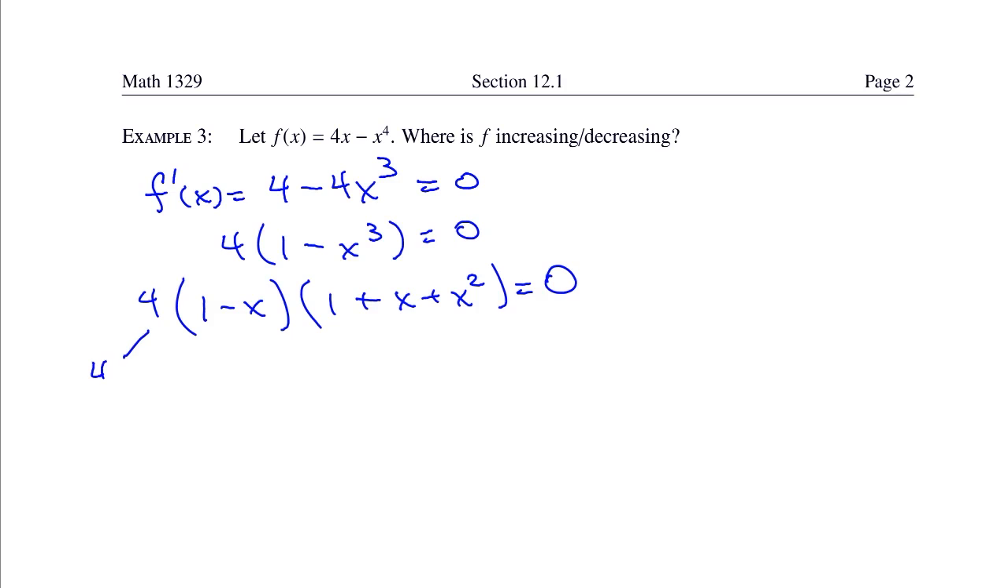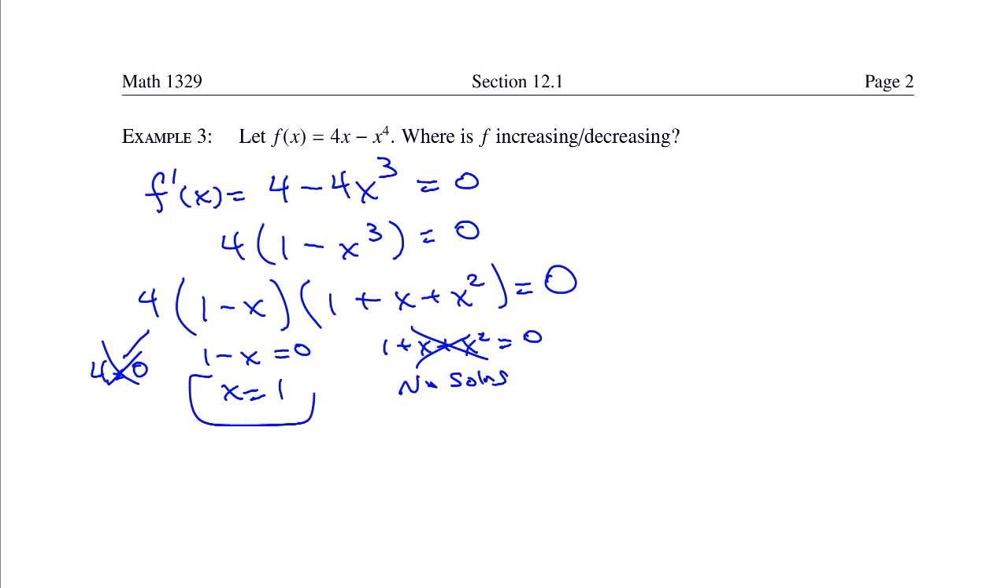Set the 4 equal to 0, you get nothing. Set 1 minus x equal to 0, you get x equals 1. If you set 1 plus x squared equal to 0, it doesn't factor. You could use the quadratic formula, but you'll get a negative under the square root. So there's no real solutions here either. And we don't use i's, the imaginary roots, in this class. So the only number you get is x equals 1. That's your only partition point. So we get a 1. That's your x's. We're testing the derivative.